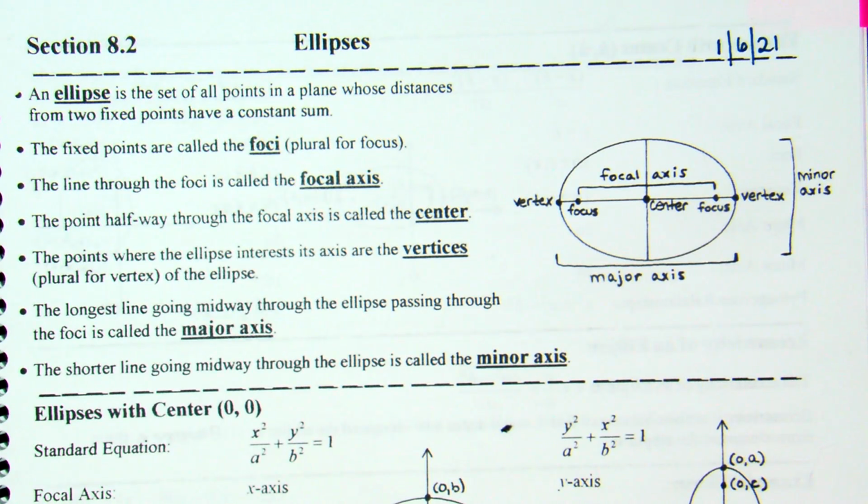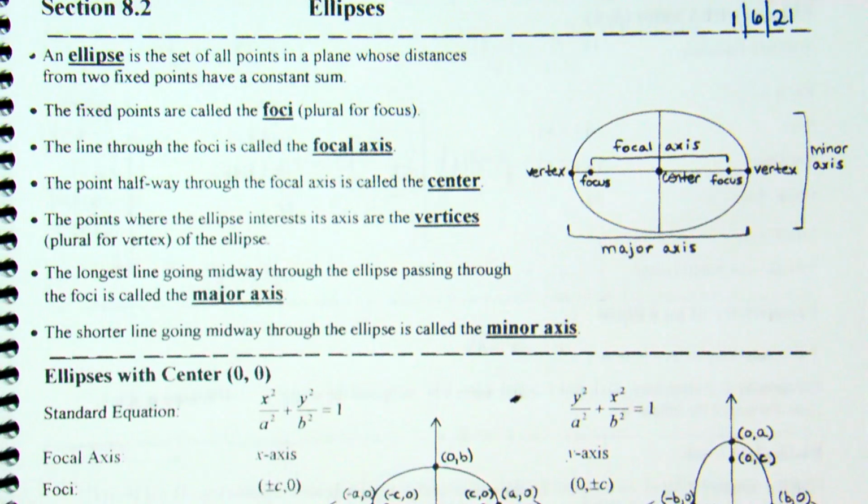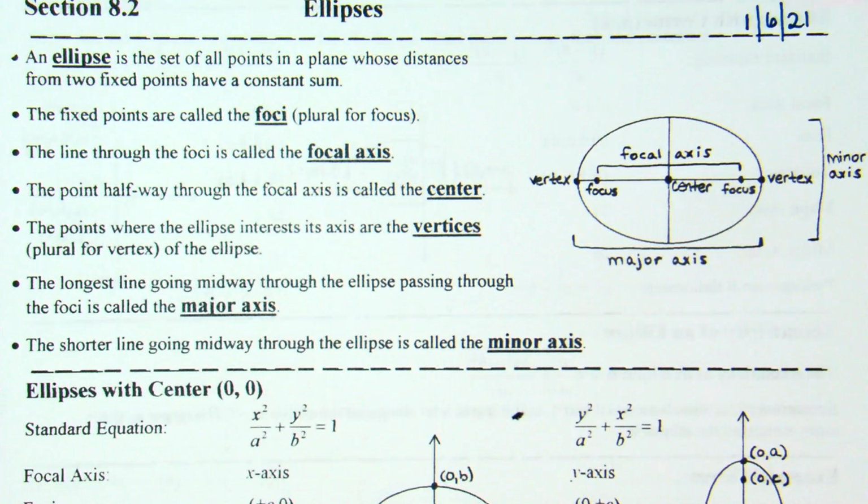What this picture is doing right here is giving you all of your vocabulary. This ellipse happens to be drawn as a horizontal ellipse, and it's giving you all of your vocabulary. So if you forget, okay, where's a foci? Where's a vertex? What's the center? You can go back and look here. Okay? Now, when I say that come test time, I'm going to give you a whole page of notes.